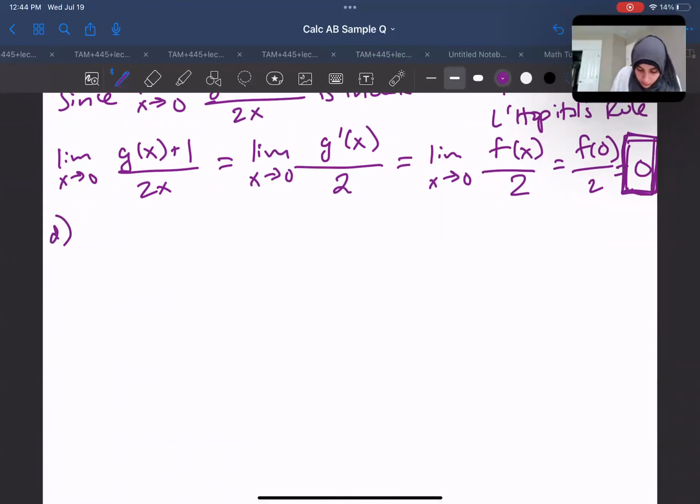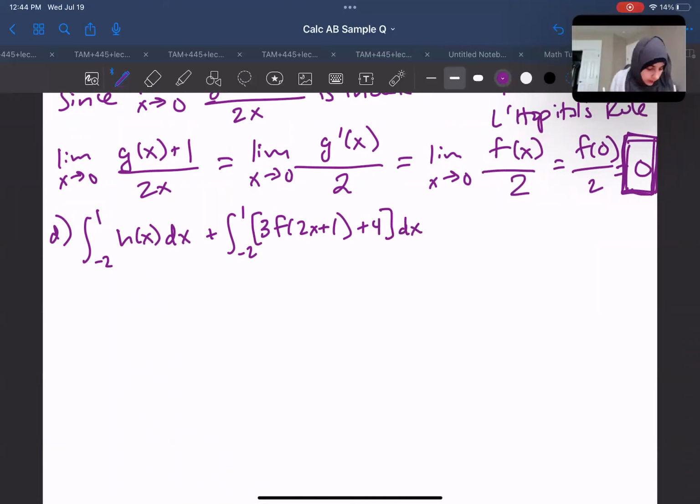I'm going to go ahead and try to write a tad bit smaller here so we can fit our work in. So this is the integral that we're dealing with, h of x dx. And they told us that h of x dx is the same thing as 3f of 2x plus 1 plus 4. Don't forget your dx. I'm going to go ahead and take that constant of 3 out.